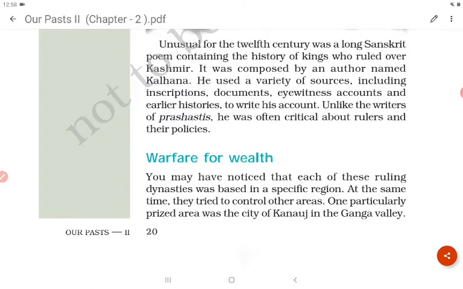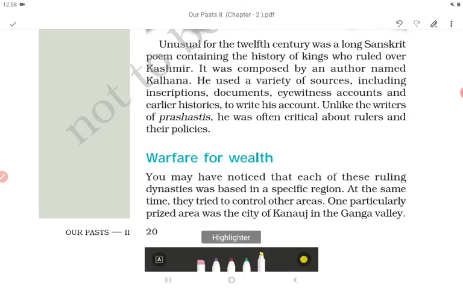Unusual of the 12th century was a long Sanskrit poem containing the history of kings who ruled over Kashmir. It was composed by an author named Kalhana. He used a variety of sources, including inscriptions, documents, eyewitness accounts, and earlier histories, to write his account. Unlike the writers of prashastis, he was often critical about rulers and their policies.